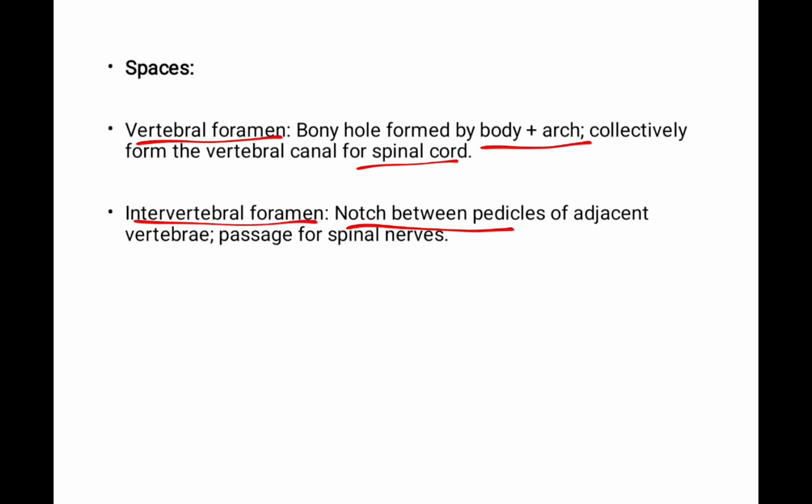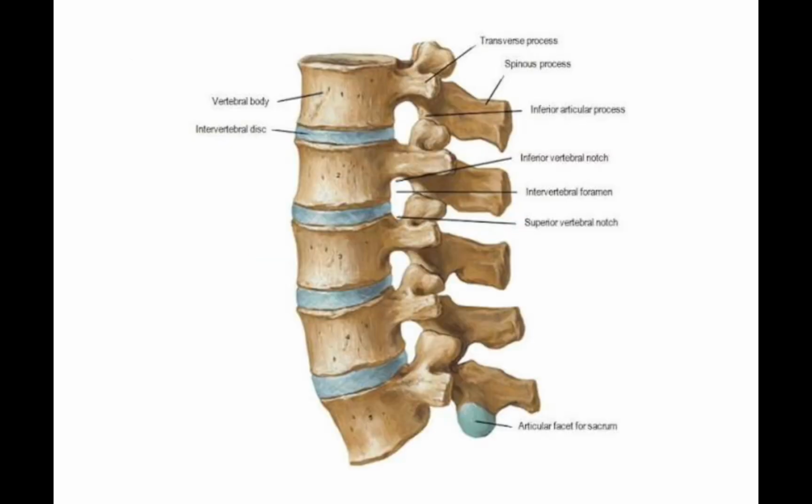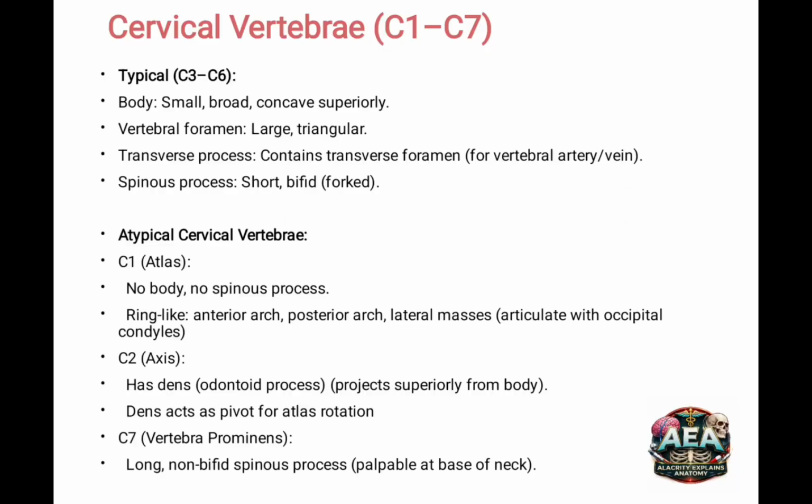If you look at the vertebral column laterally, you see an opening, which is referred to as the intervertebral foramen. It's a passage for spinal nerves. This is our intervertebral foramen. These spaces you are seeing here are intervertebral foramina. So it serves as a passage for spinal nerves.